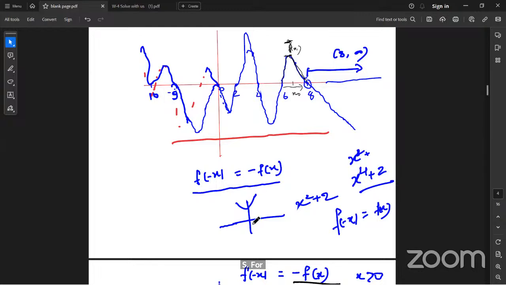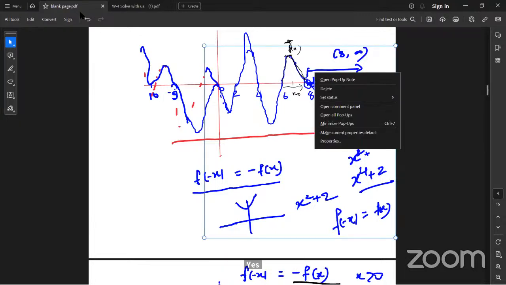Okay, let's move further. This is a one-to-one function, right, if your domain is this side only. This is strictly increasing, right? If you take any two points like this and this, you will get different images. Any two different points always give different images, right? So option C is correct.